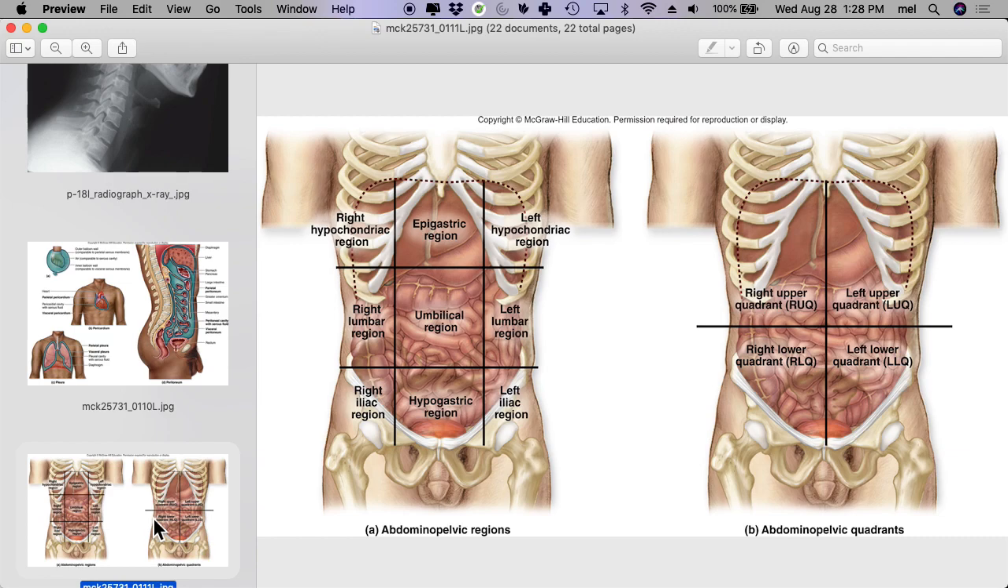Should I use small intestine for anything? No, because that's just damn near everywhere, right? So let's use something that actually shows me that you know where you're talking about. Now, since I'm not making you memorize every organ, that tells you what kind of test question it's going to be.